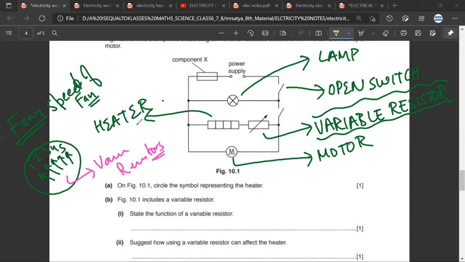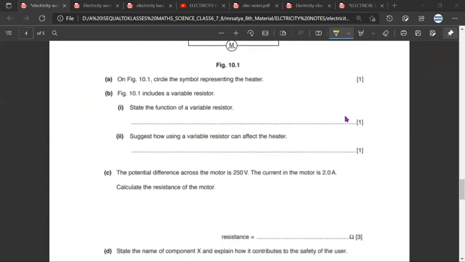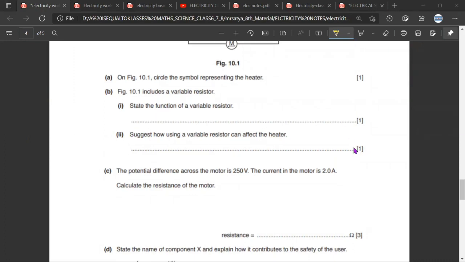So similarly in this circuit, because you want to change the current supply to this heater, have you understood? Yes. So to increase or decrease the temperature of the heater, the variable resistor would be required. Mr. Satya, any confusion? No, sir. Mr. Satya, this is provided by your school. That is why I am discussing this.